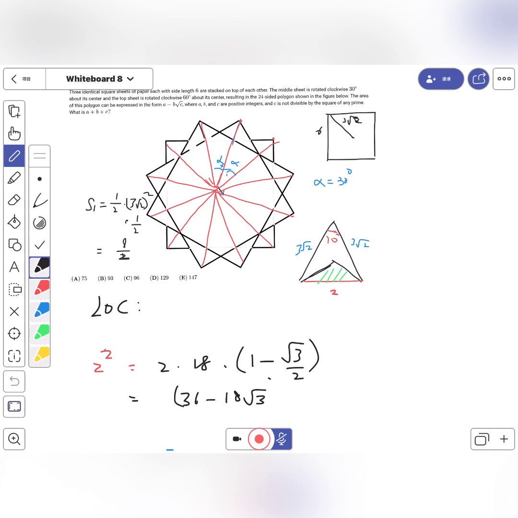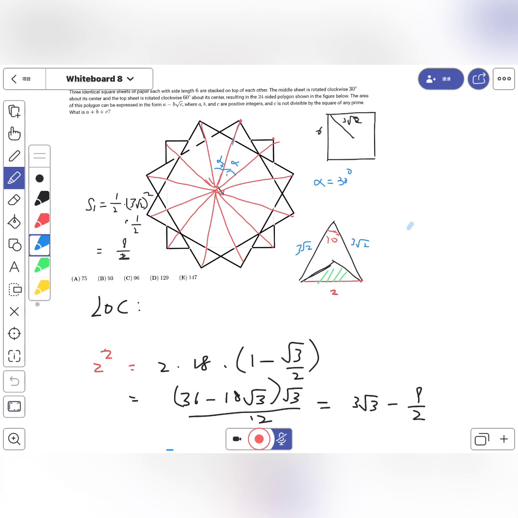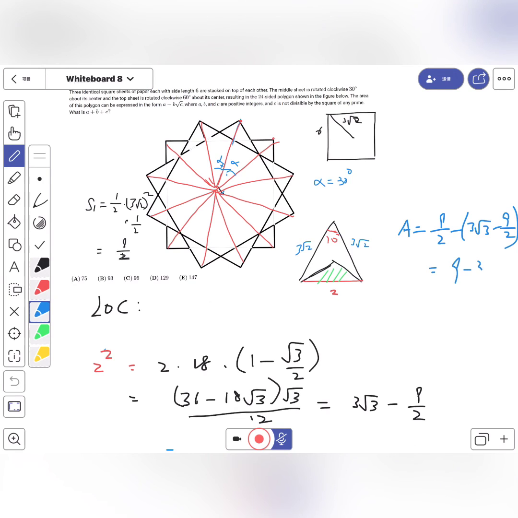And now we want to multiply by square root of 3 over 12, because that is the area of 1/3 of an equilateral triangle, and this gives us 3 root 3 minus 9/2. So subtracting from S1, we get the area. The area is equal to 9/2 minus (3 root 3 minus 9/2), which is equal to 9 minus 3 root 3.